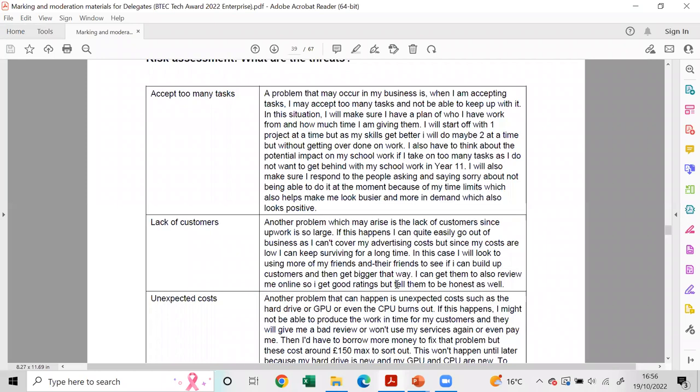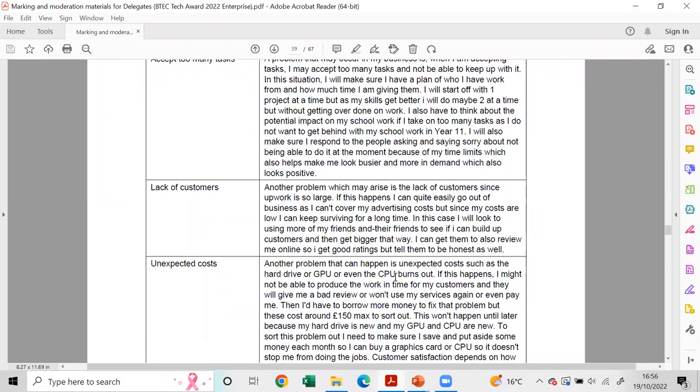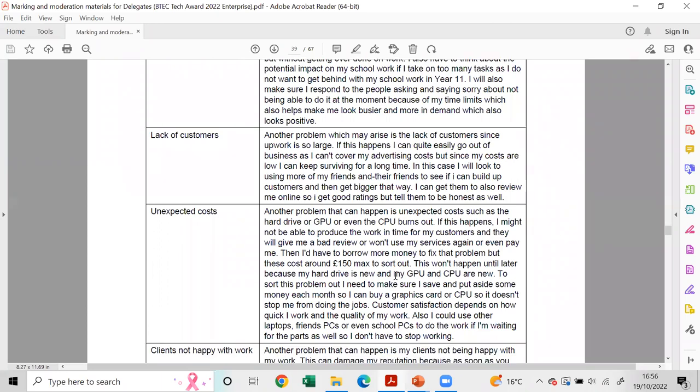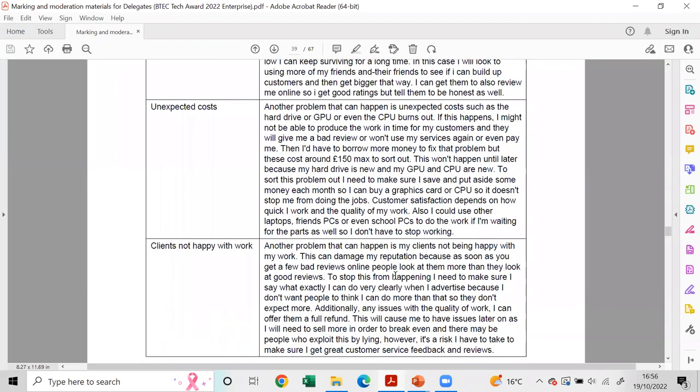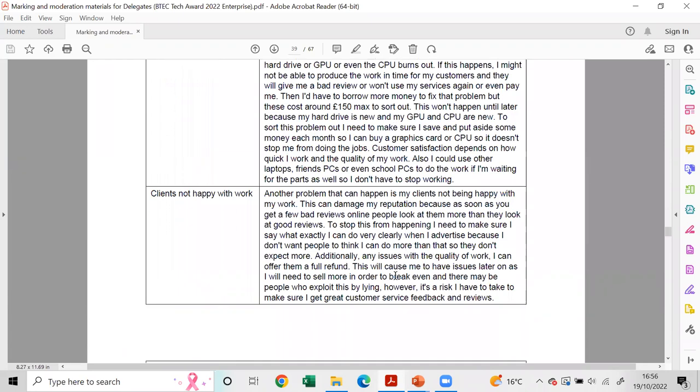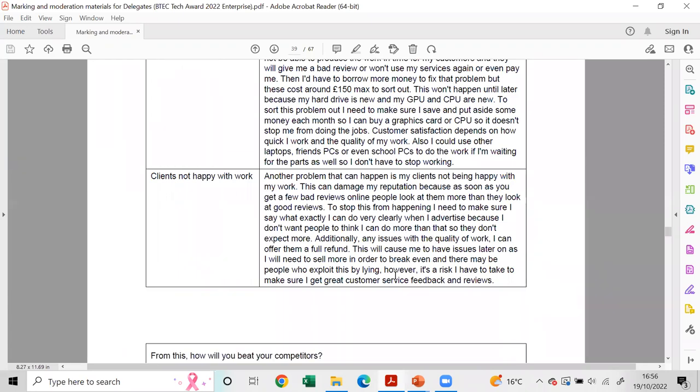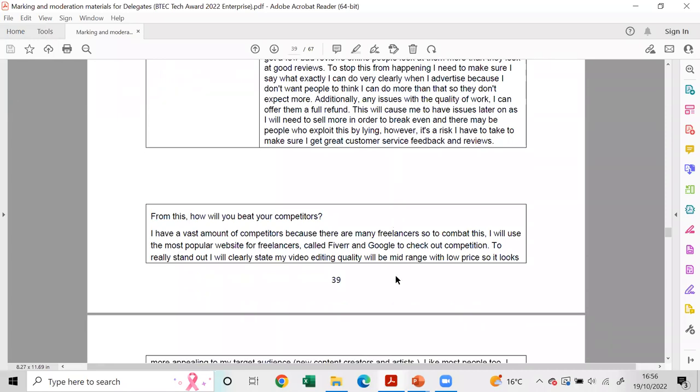They've thought about things such as too many tasks and lack of customers. They've explained each of these, the unexpected costs they may have, and how they can mitigate some of these risks. What if the client's not happy? What does that mean for them? How do they mitigate that risk?